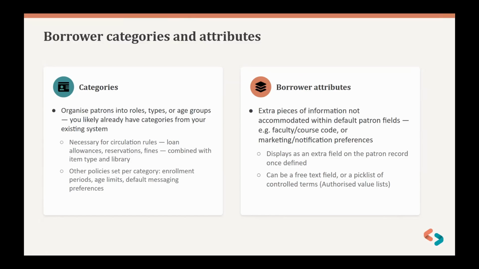Things to think about before the meeting are whether you have different rules for different types of borrowers, and if so, how would you identify these in your data? Also, are there ways in which the borrowers can be grouped that would be useful to retain when you bring the data across to Koha?